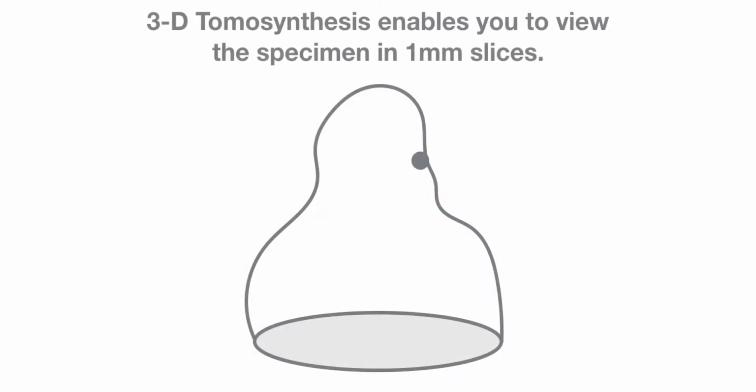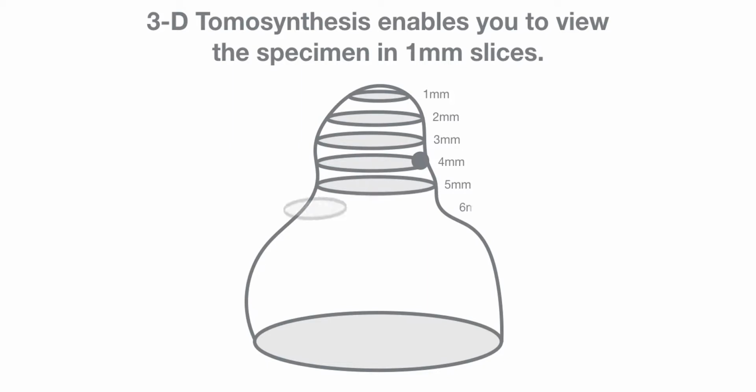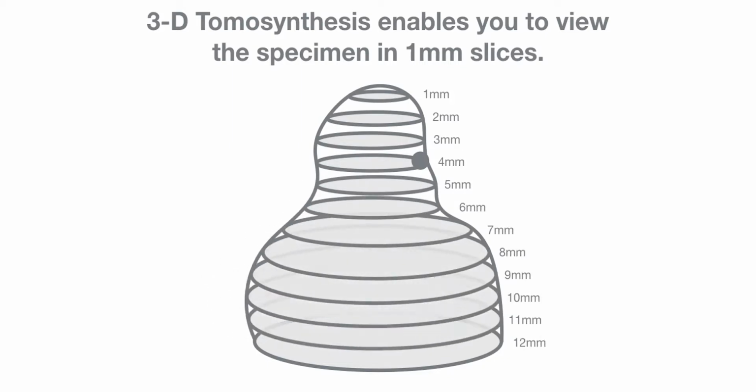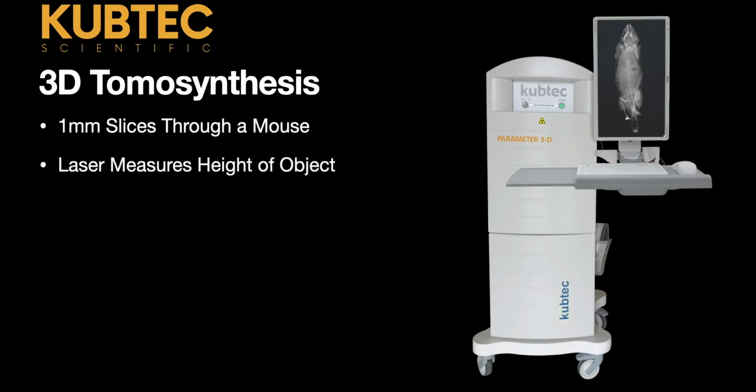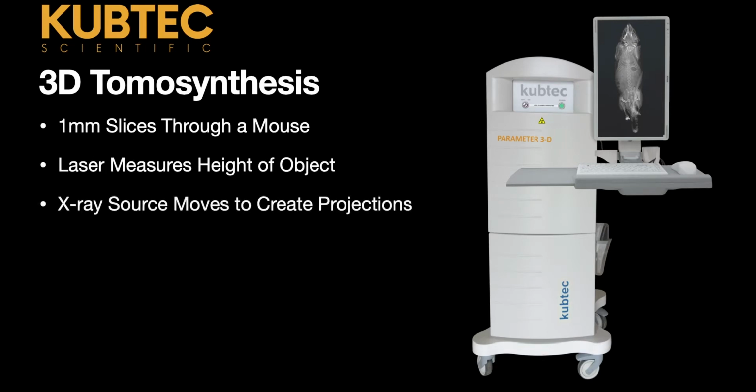The Kubtec Parameter 3D system uses tomosynthesis to show your specimen in 1 mm digital slices, giving you a detailed 3-dimensional view of the specimen's anatomy. In this acquisition, we are going to obtain 1 mm slices through a mouse. To do this, the system uses a laser to determine the height of the object, and then the software moves the X-ray source to create the required number of projections.